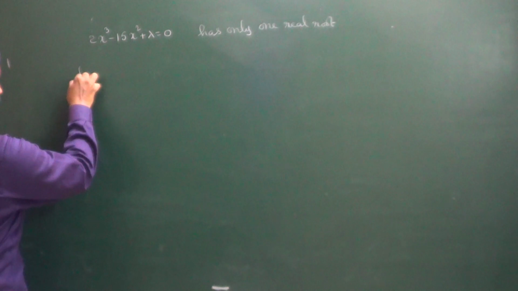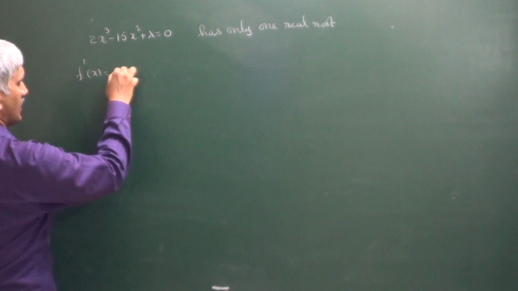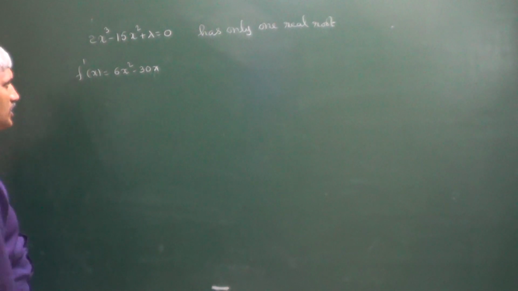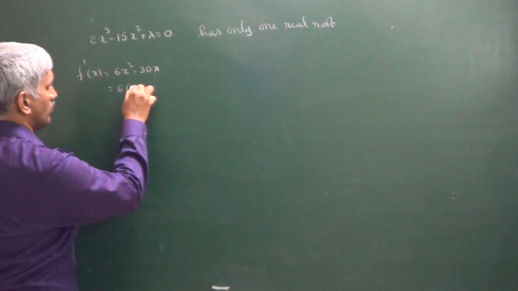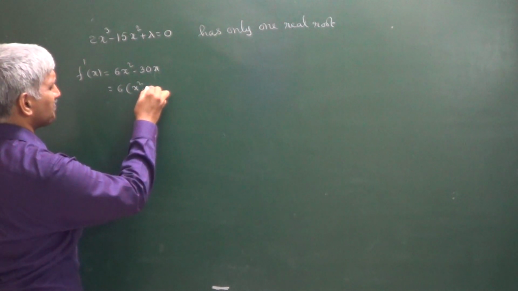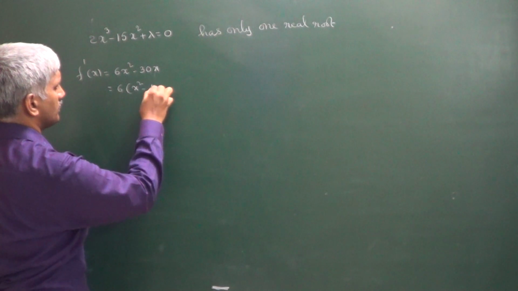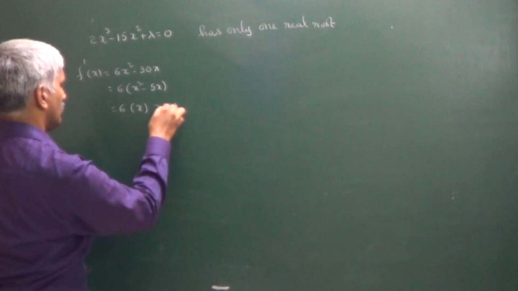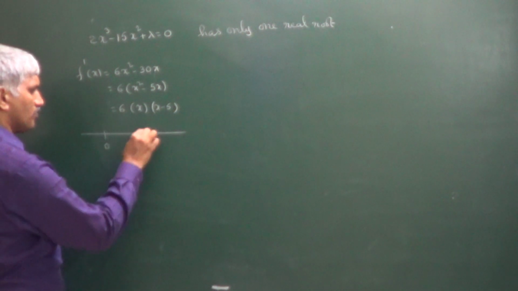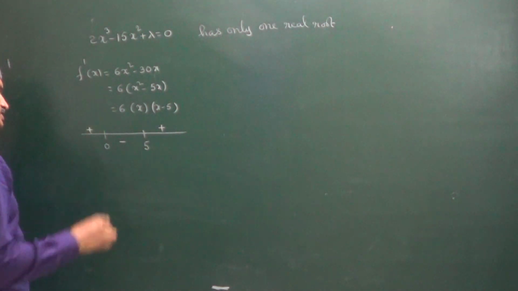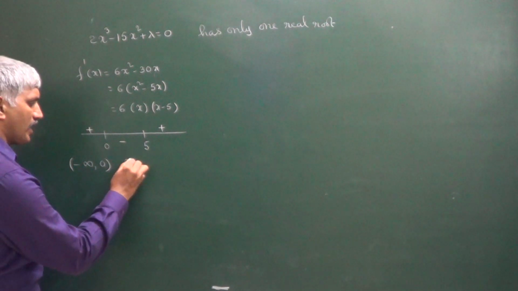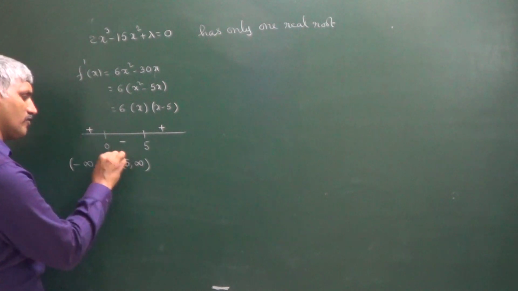Come on, same procedure. F dash of x we will find out. I am taking this one as f of x. F dash of x is equal to 6x square minus 30x. Now if you take 6 common, you will get x square minus 5x. So that we can write as 6 into x minus 5. Same number line, here we are getting 0, 5, plus minus plus. So minus infinity to 0 the function is increasing. Again from 5 to infinity also the function is an increasing function.